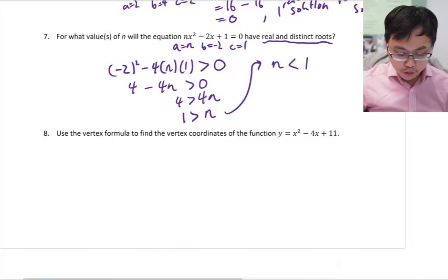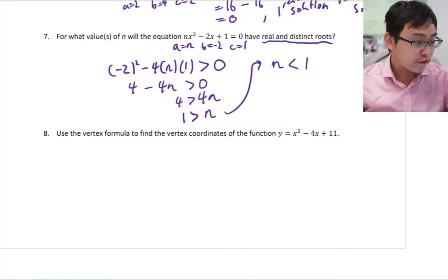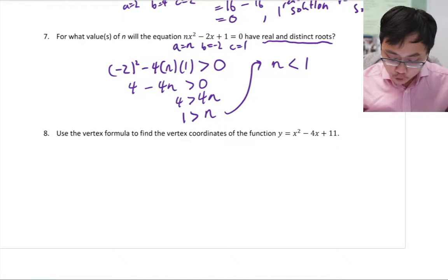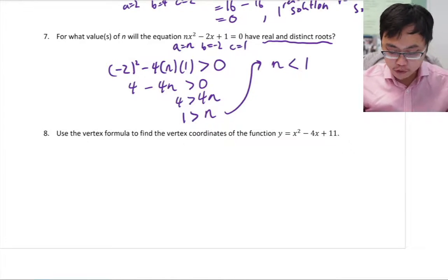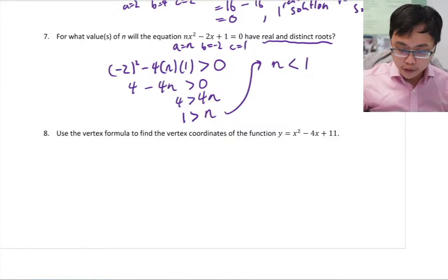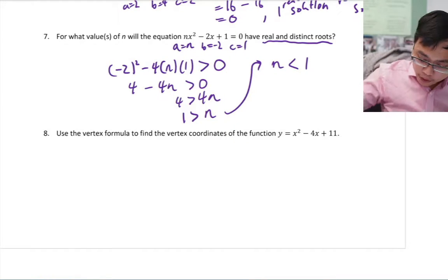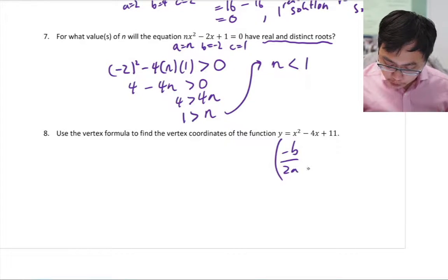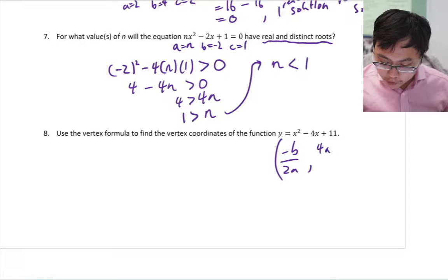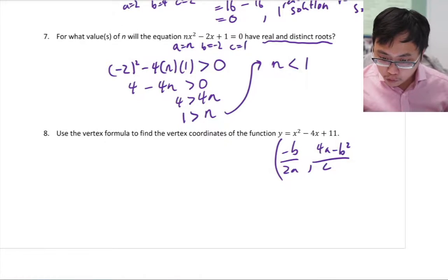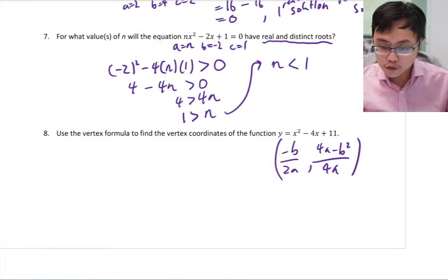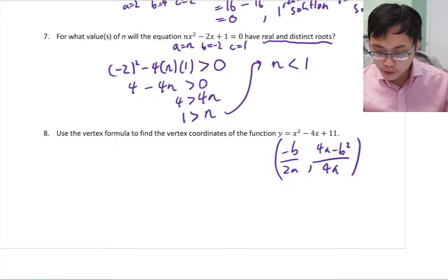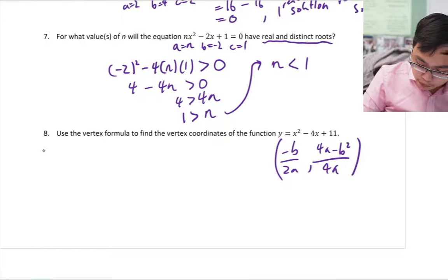Last question: use the vertex formula to find the vertex coordinate of the function. All you have to do is use the vertex formula, which is given to you. That's negative b over 2a, and then 4ac minus b squared all over 4a. This is the vertex formula. You just have to plug in the numbers correctly. Let's do negative b over 2a first, for the x coordinate.